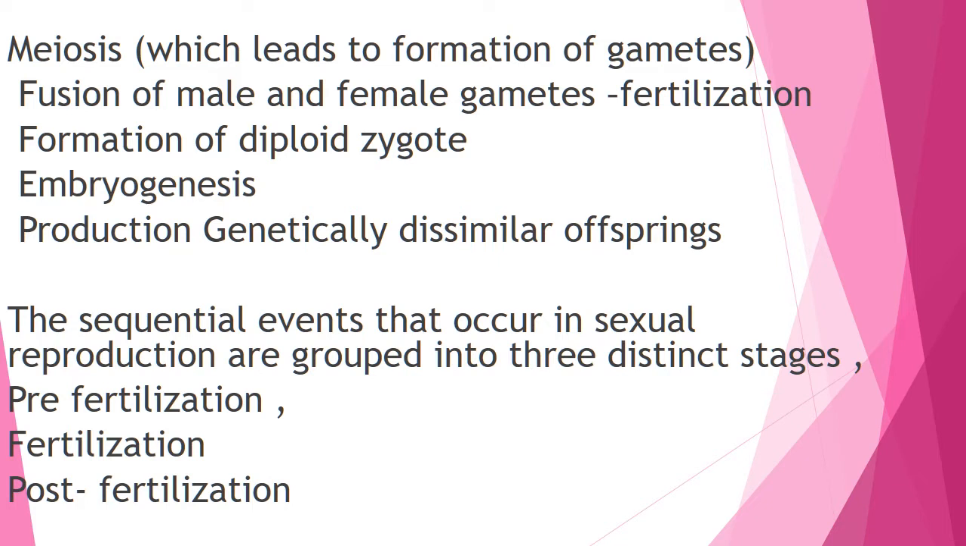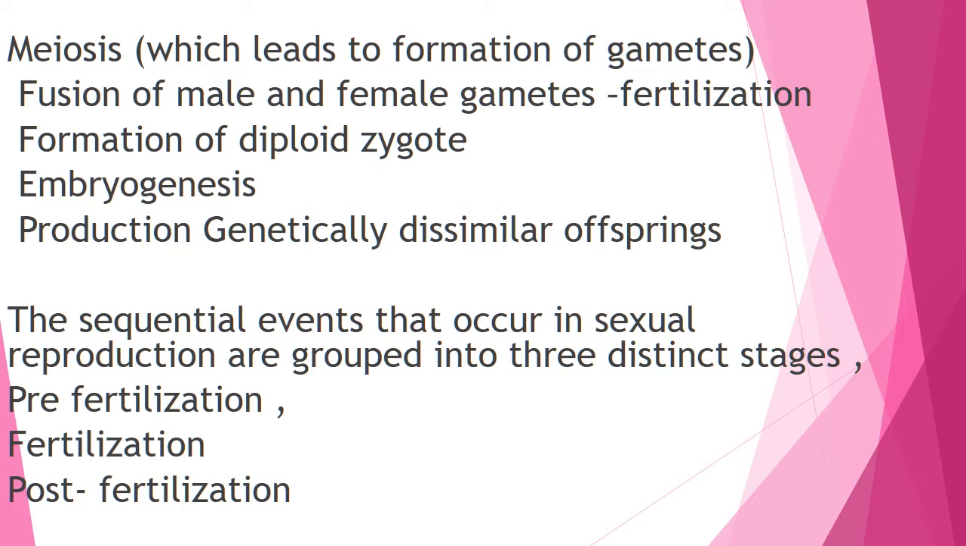Meiosis takes place. This also we have studied in 11th standard. Meiosis means reduction division, where a diploid cell divides into haploid cells. Here, for the formation of gametes, from a diploid cell, haploid gametes will be formed. So this meiosis is involved in sexual reproduction, one thing.